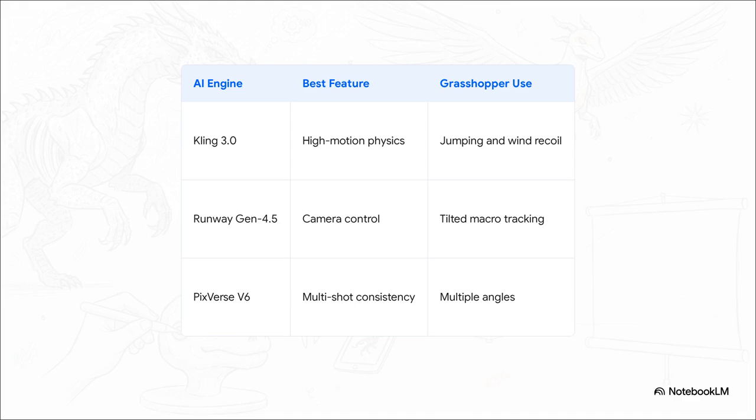On the flip side, Runway Gen 4.5 is the undisputed king for camera control. So if you need a cinematic, tilted, macro tracking shot flying through the air alongside the bug, that's your engine. And if you're building out a whole sequence and you need to cut multiple angles together without the insect randomly changing its shape between shots, Pixverse V6 is your go-to for multi-shot consistency. You just pick the tool that fits the physics of your specific scene.